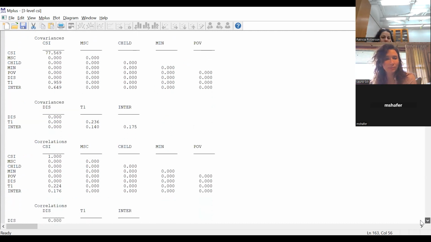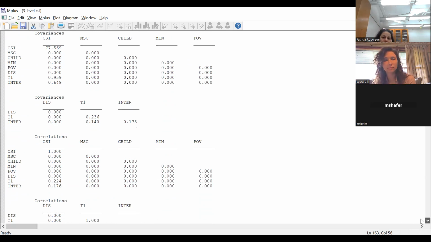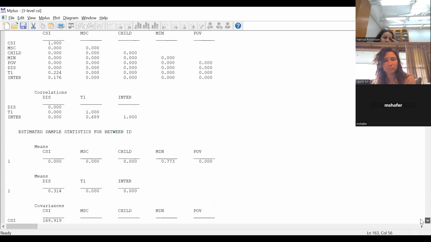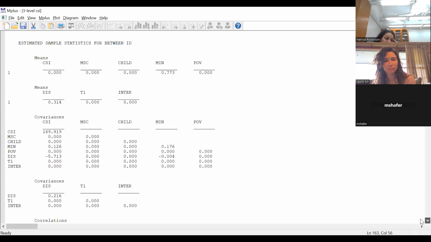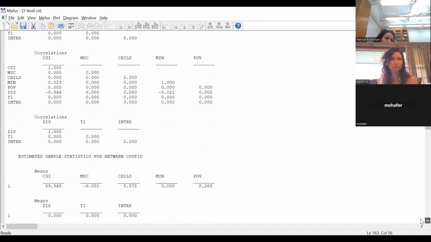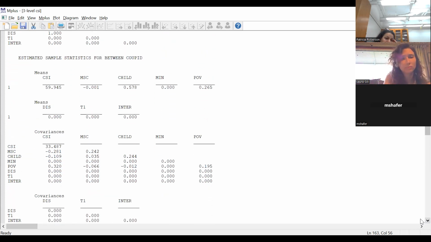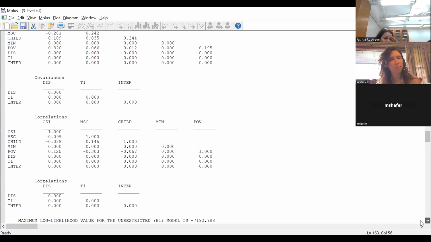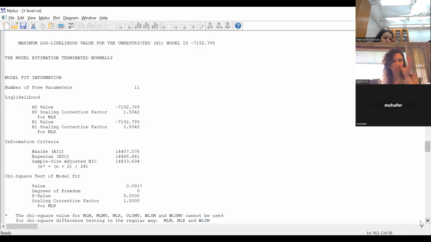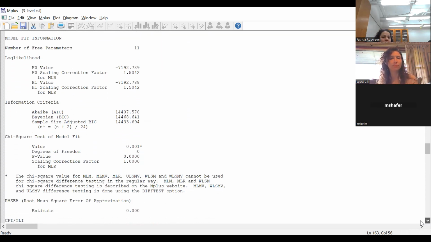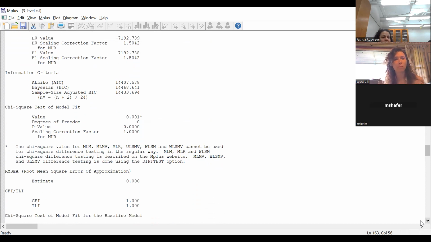This is just how M+ does covariances and correlations. It's not quite as pretty. Your means, estimated sample statistics. This is for the between couple effect as well. They estimated the given variable at the appropriate level that you tell it to. And this is where we would get our model fit information. Because this is M+, it assumes at baseline that you're trying to run a structural equation model.